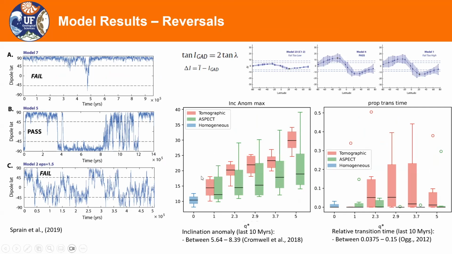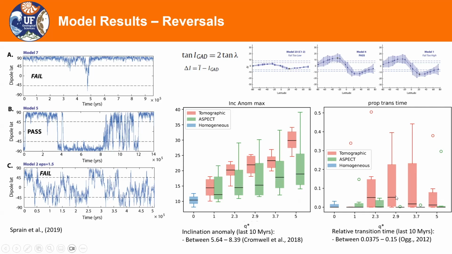And here we can really see the first really systematic changes for both tomographic and aspect boundary conditions. And both of those show increases of inclination anomaly with heterogeneity, but it's less of a factor for the aspect simulations. We can also look at reversals. We have defined those as the relative or proportional transition time, which is just the relative time that the dipole of the dynamo spends within latitudes of plus or minus 45 degrees.